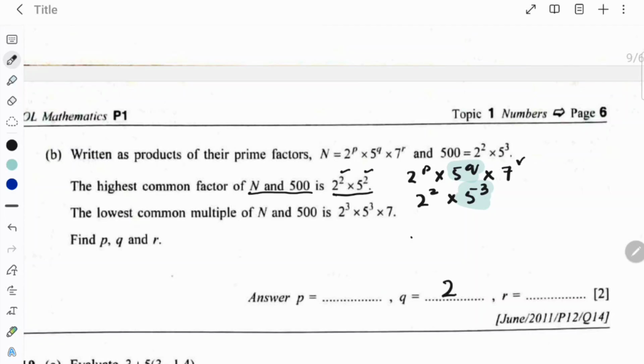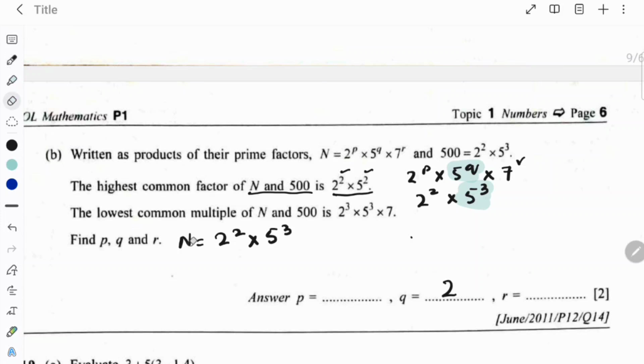Now for p, that is 2 to the power p and 2 square. So p can be 2 or it can be more as well. So we'll decide later. Now we are looking for the second piece of information. The LCM of n and 500 is 2 cube into 5 cube into 7. Just wait a minute.